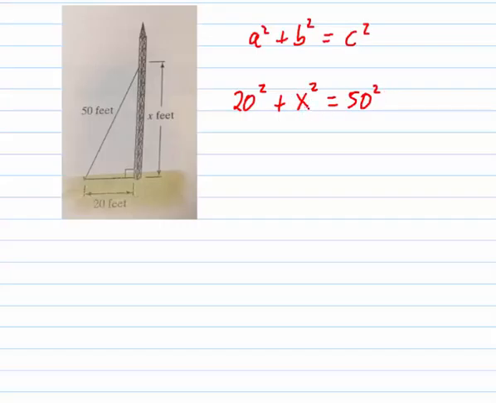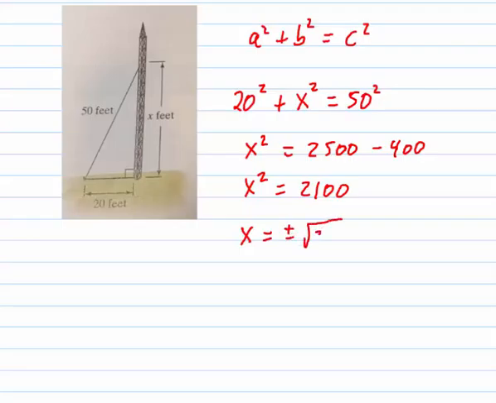Now we solve for x. So we just take that one over there. So we have x squared is equal to 50 squared, which is 2,500 feet, minus 20 squared, which is 400. So we get x squared is equal to 2,100 feet, and actually feet squared. Now we take the square root, and x is officially plus or minus the square root of 2100, but since a negative doesn't make sense, we just use the positive, and it's equal to the square root of 2100.